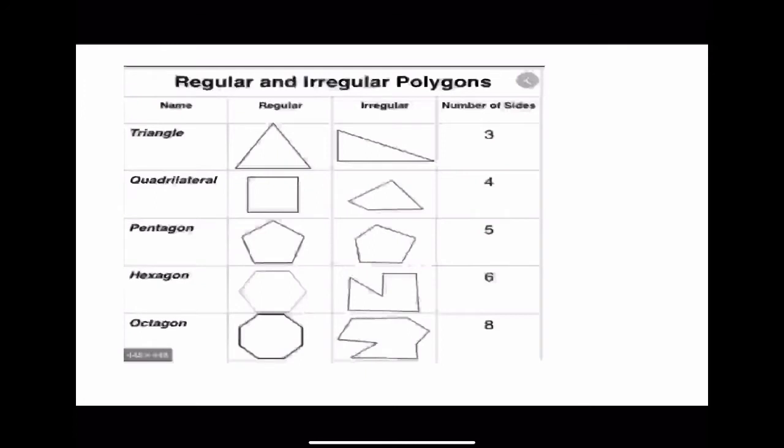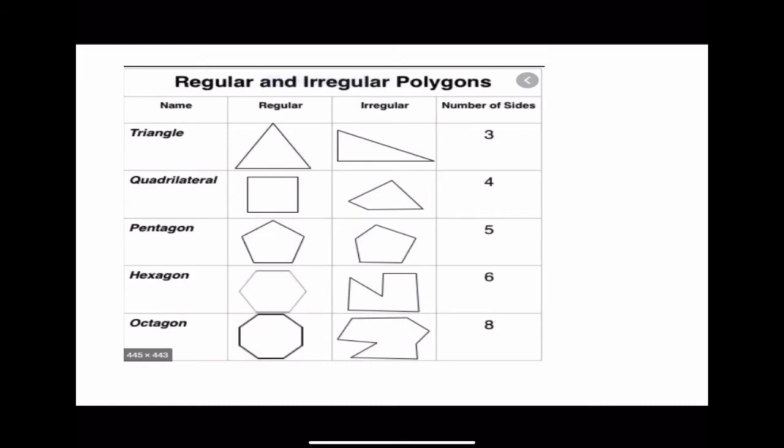Here are the names of some regular and irregular polygons. If they're regular, they've all got the same length of side and the same internal angles. So if we look at the triangle, it's got 3 sides. The first triangle that you can see in the picture is a regular triangle, but the one next to it is irregular because you've got different lengths of sides and different internal angles.